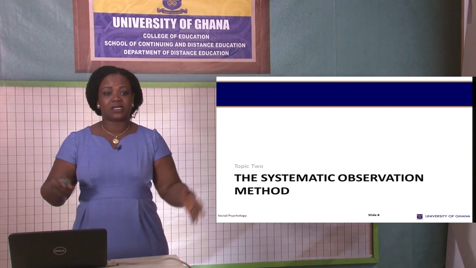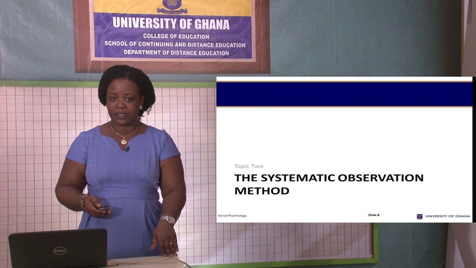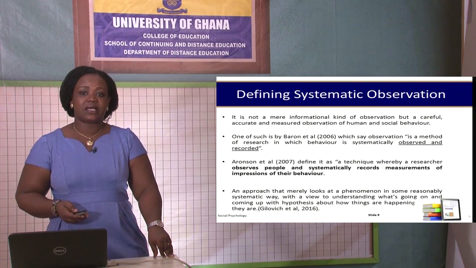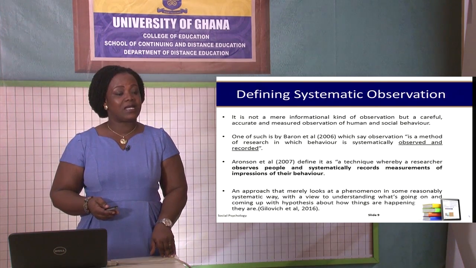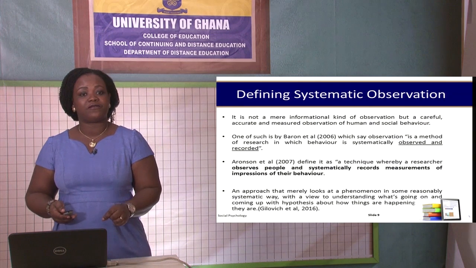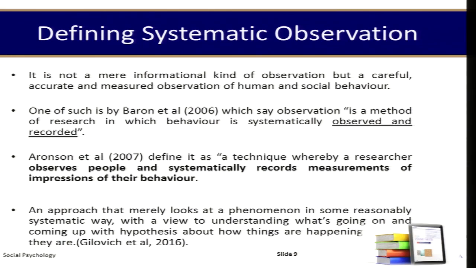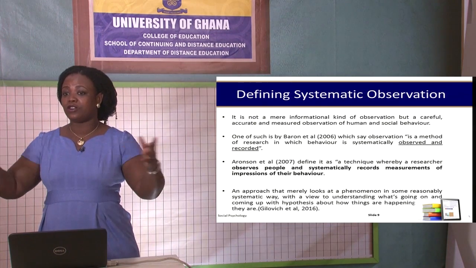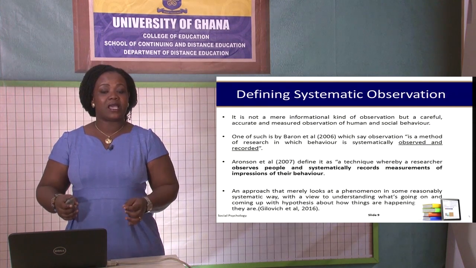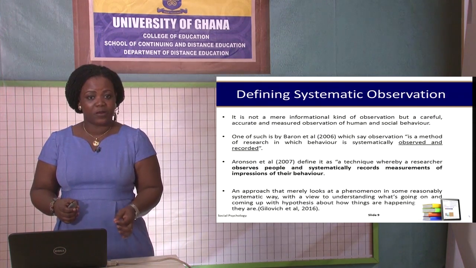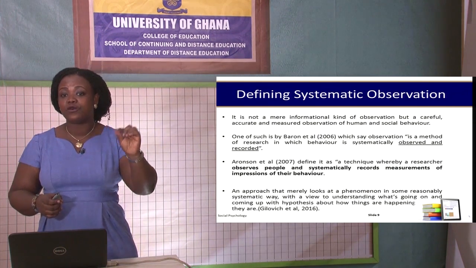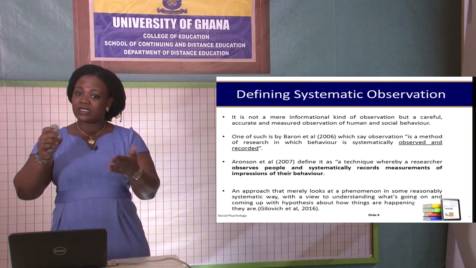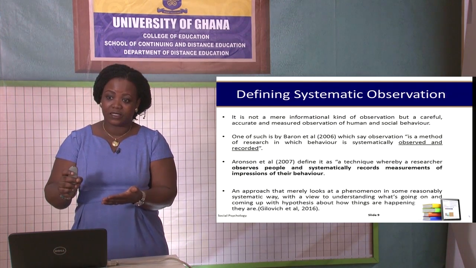So to start off, what is the systematic observation method? It is a method that seeks to study behavior in a careful, accurate, and measured manner. So you are not just walking through some place without taking note of your environment. You are saying, be conscious of your environment. Take note of every minute detail. And not only take note of it, record it.